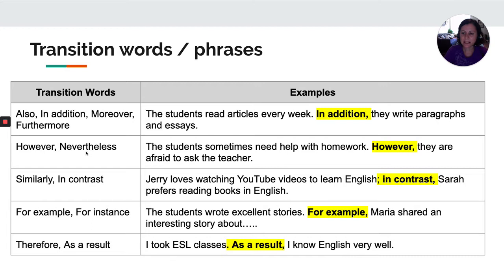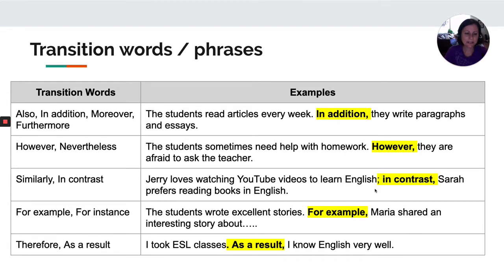However, nevertheless, these are similar to but. They show contrast. The students sometimes need help with homework. However, they are afraid to ask the teacher. So you can use however. It's similar to but, as you can see, it begins a sentence. Similarly, in contrast, we can use these when we want to show something similar or something's different. Jerry loves watching YouTube videos to learn English. In contrast, Sarah prefers reading books in English.